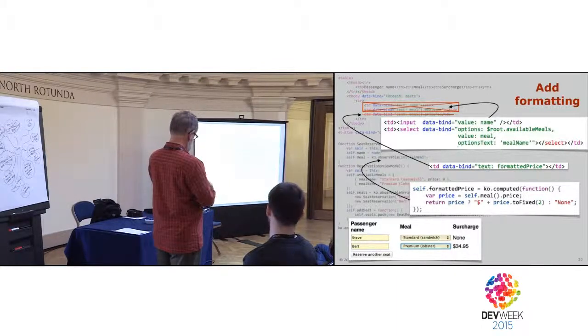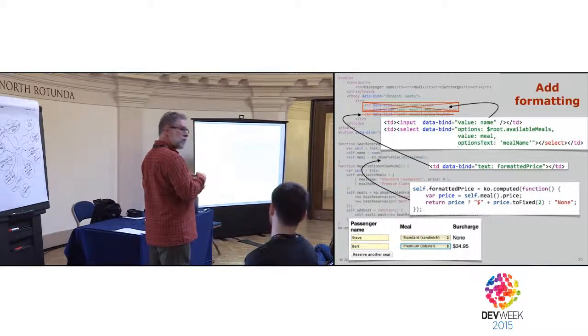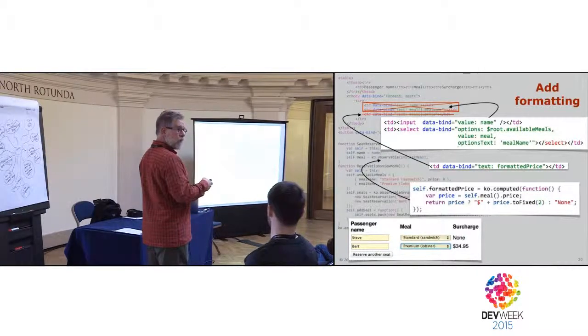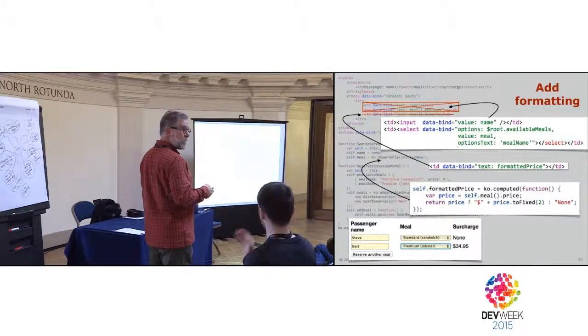So, what's dollar root? Dollar root is the root of the view model. So dollar root is a sort of magic variable that Knockout supports, which means the view model. And of course, you can drill down. If the view model has things inside it, you can start at dollar root and drill down into whatever field you want to get at. Okay.